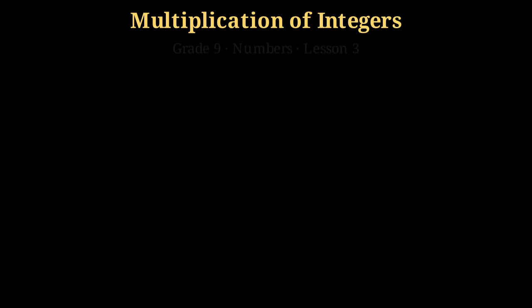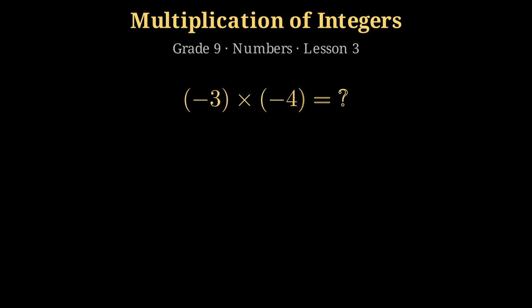Today we multiply, and we start with the most famous question in all of grade 9 mathematics. -3 times -4. What do you get? +12 or -12. Most learners know the rule, but very few know why it works. Today you'll get both, the rule and the reason. And once you see the reason, you will never forget the rule.